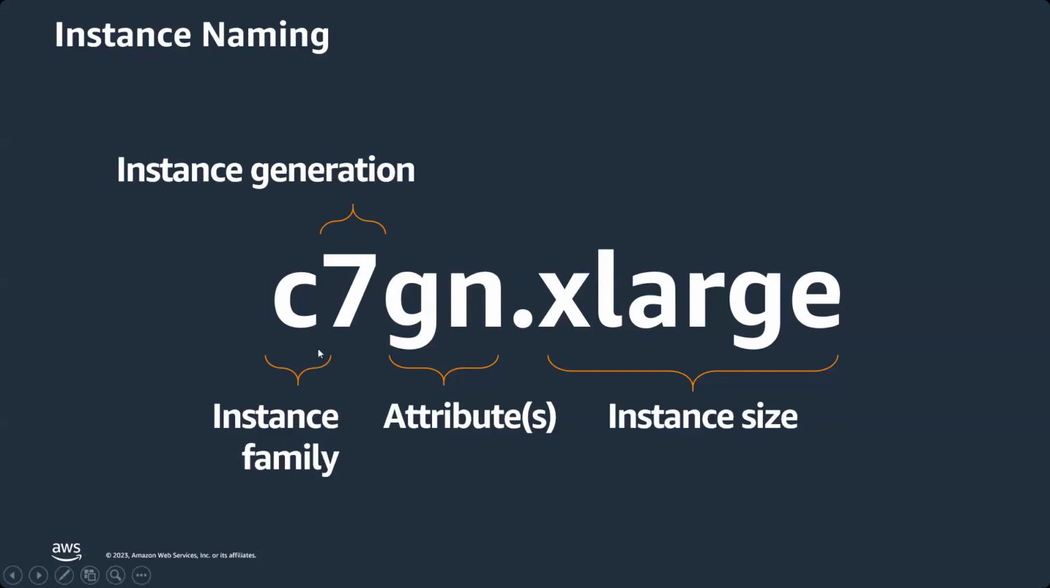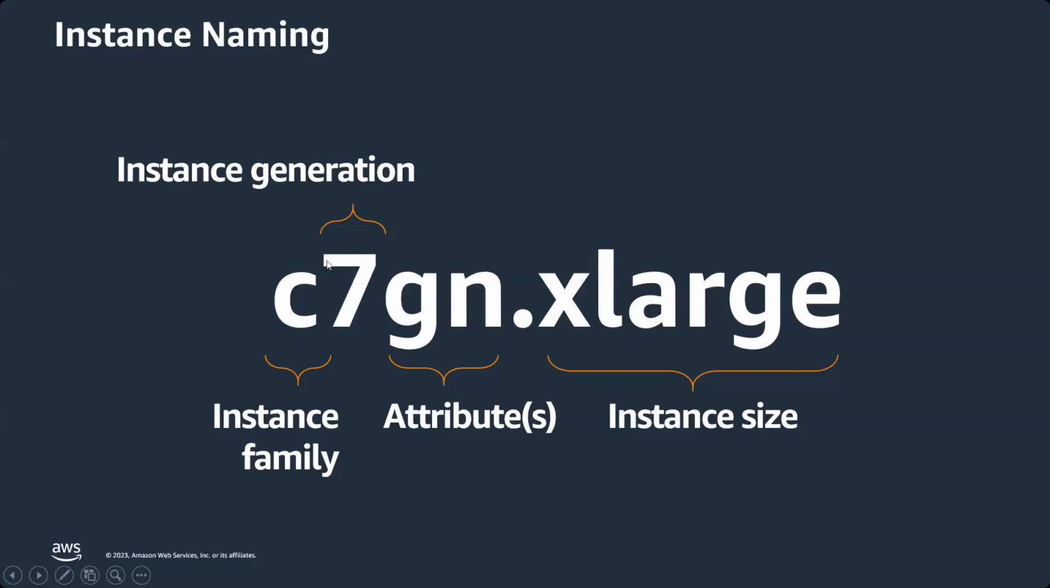So the first letter we see here is a C. This is the instance family. So this means that this EC2 instance belongs to the compute optimized instance type. There are different letters based on the instance family. For example, if it was a general purpose instance, this letter would be an M or a T. If it was a memory optimized instance, it would be an R. If it was storage optimized, it would be an I or a D, and so on. The mapping between letter and instance family is clear in the documentation.